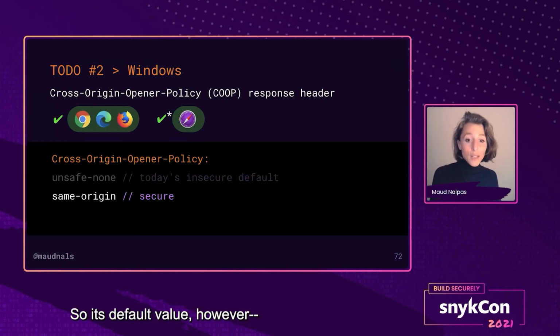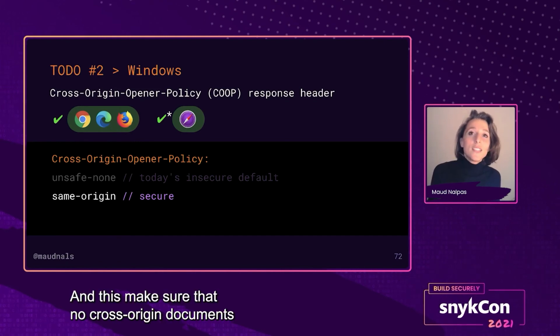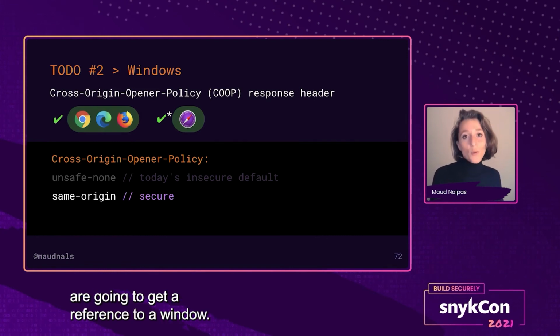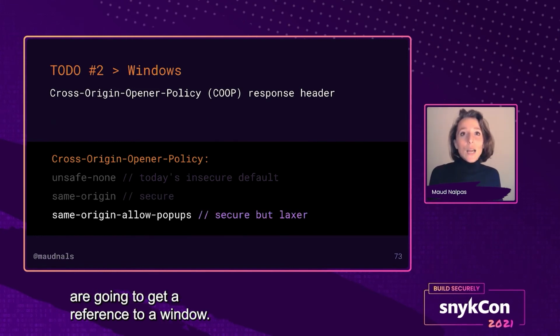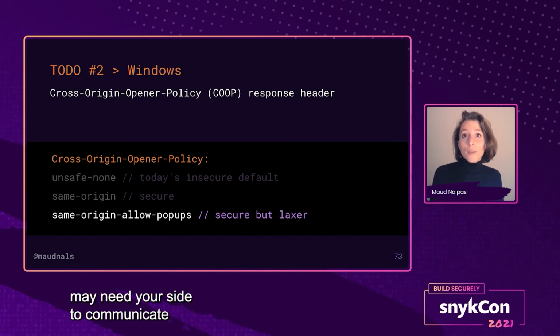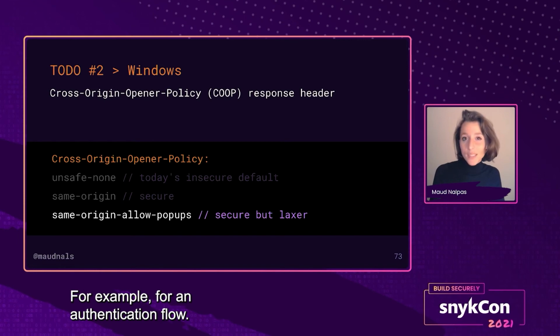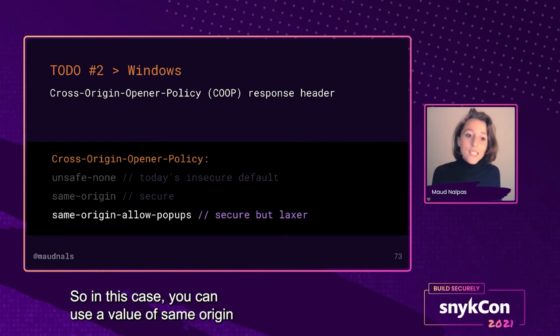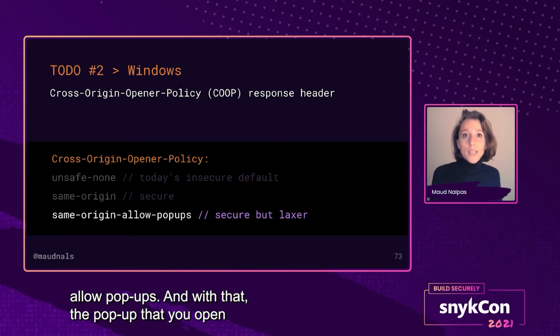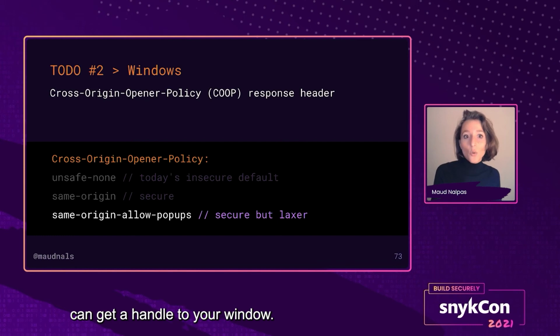Its default value, unsafe-none, is insecure. So set a value of same-origin, and this makes sure that no cross-origin document is going to get a reference to your window. But still, there are reasons why you may need your site to communicate with cross-origin windows, for example, for an authentication flow. So in this case, you can use the value of same-origin-allow-popups. And with that, a pop-up that you open can get a handle to your window.